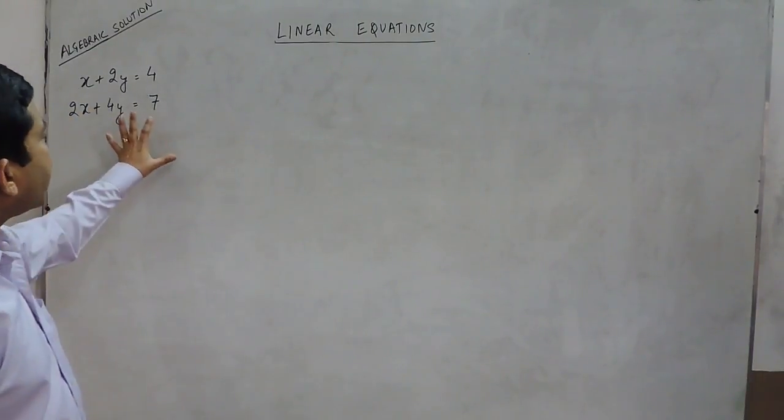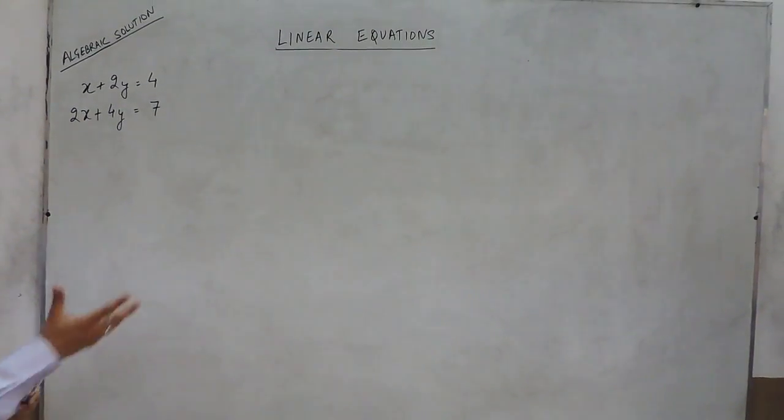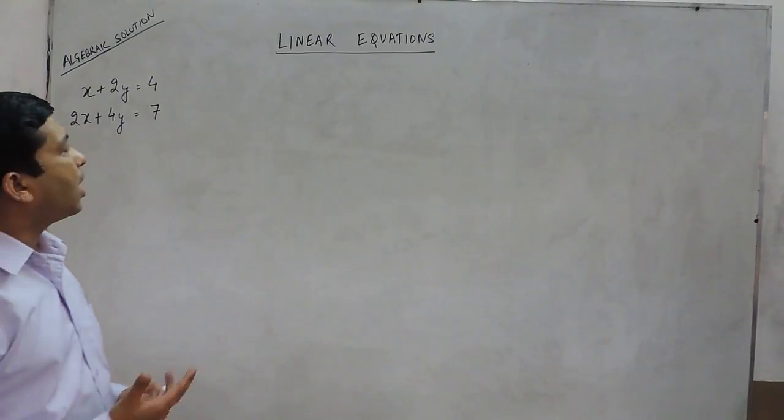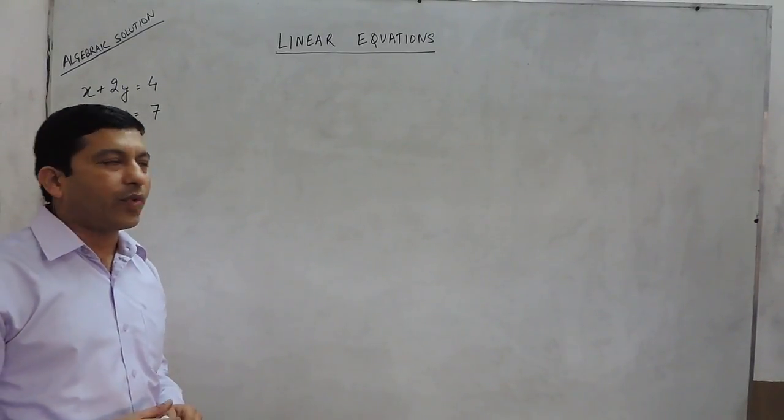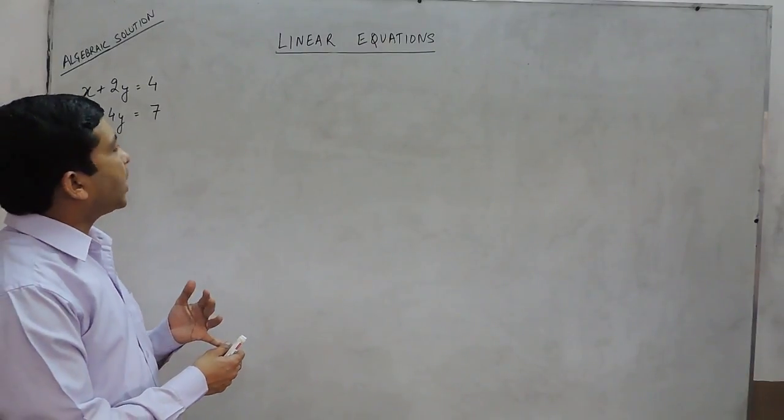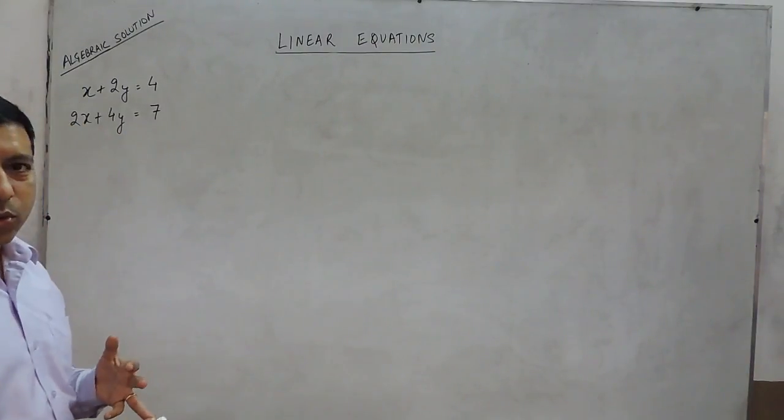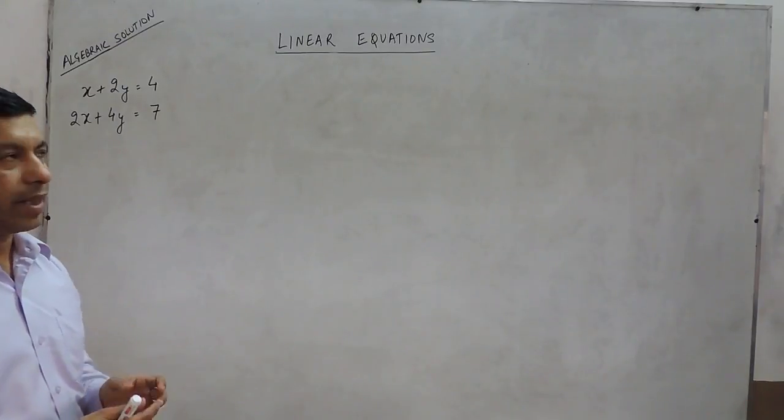Hello everyone. Let us solve another question. As we already know, there are three methods to solve a question on linear equation with two variables. That is by equating the coefficient, by substitution, and by cross multiplication.